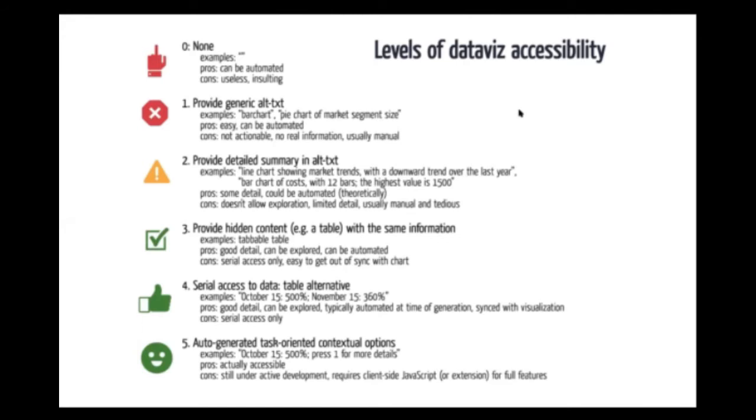Most pages that have a chart on them, many of them, that's the main thing, right? That's the main point of that page, is to convey that information. And if you've made it inaccessible and just tell them there's a chart here, you're basically providing them nothing. So don't do that. What you should do is, for example, say things in the alt text like line chart showing market trends with a downward trend over the last year, or bar chart of costs with 12 bars, the highest value is 1,500.